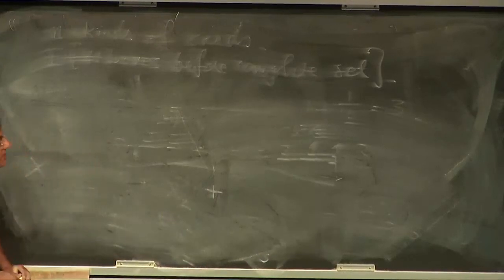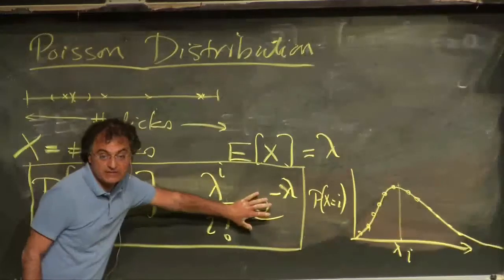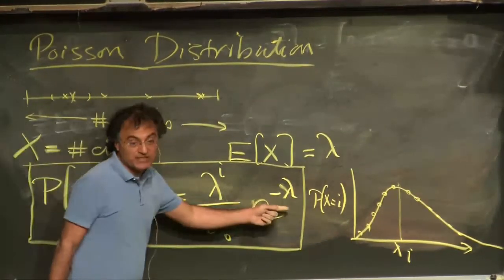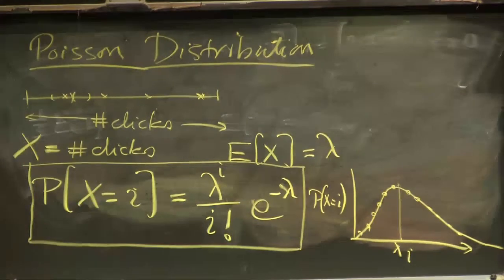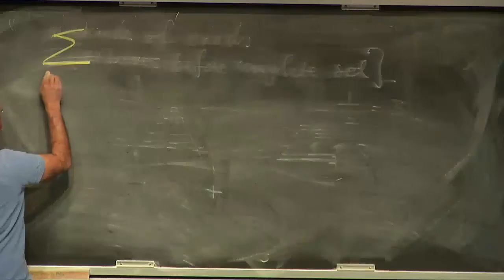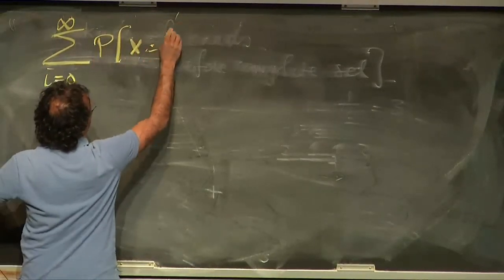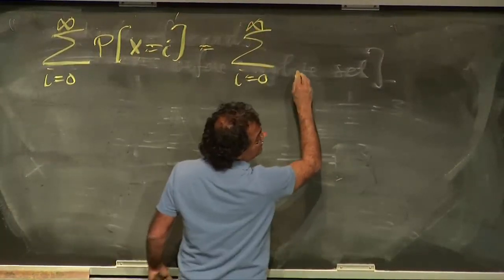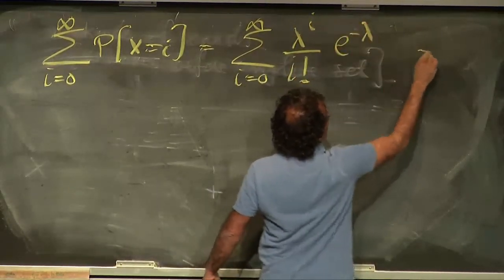Okay, so let's now go ahead and try to understand this formula a little bit better. We'll understand it better in two different ways. One is we'll make sense of it by asking, is it a probability distribution? For it to be a probability distribution, the sum over all i of probability x equal to i should be equal to 1. So it should be the case that the summation i equal to 0 to infinity of probability x equal to i, which is the sum i equal to 0 to infinity of lambda to the i over i factorial e to the minus lambda, should be equal to 1.